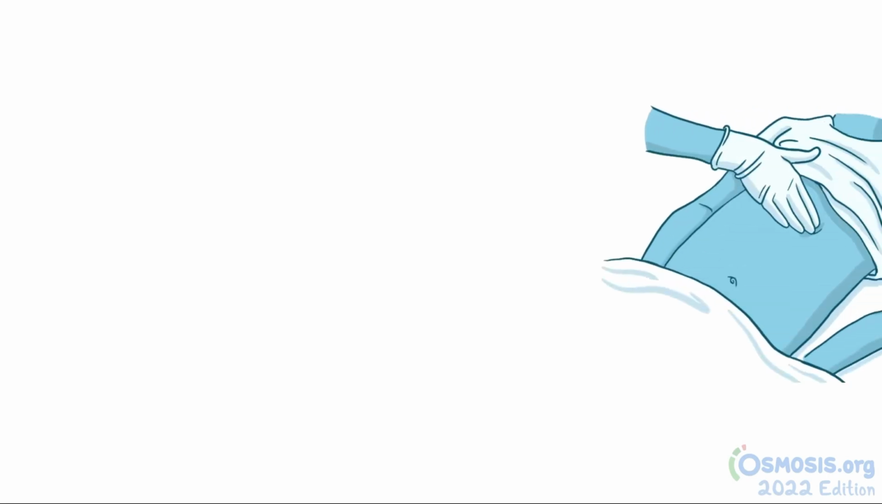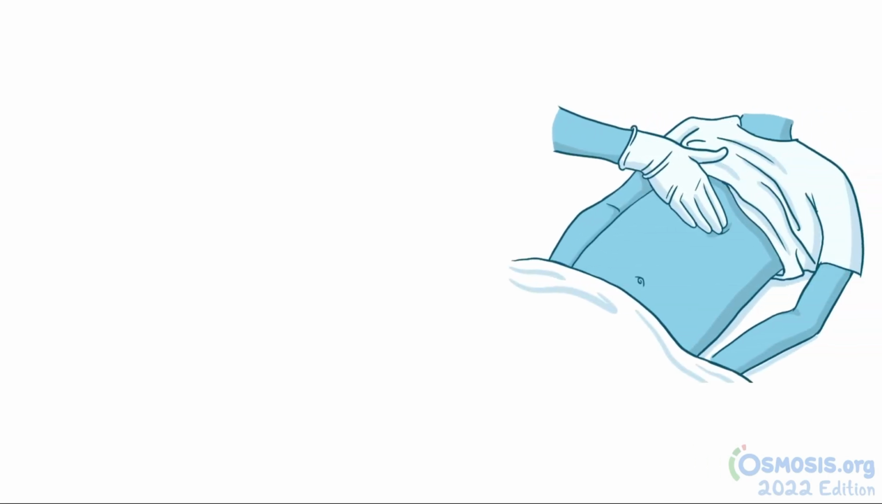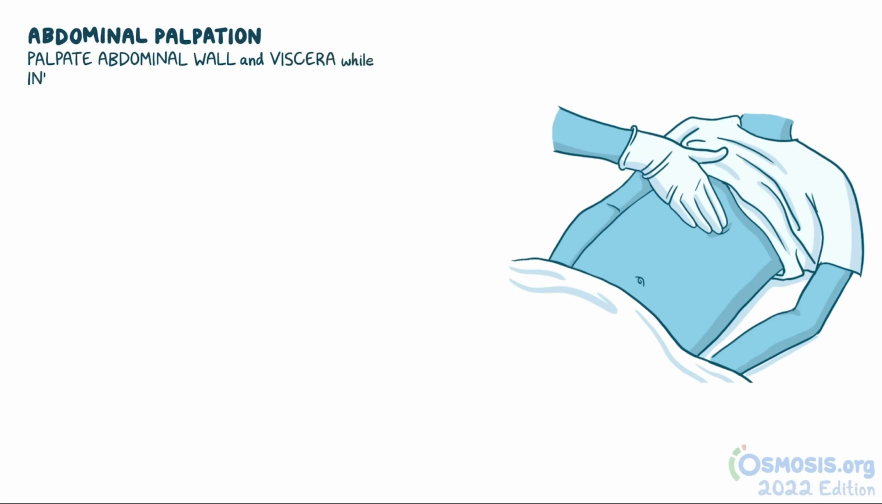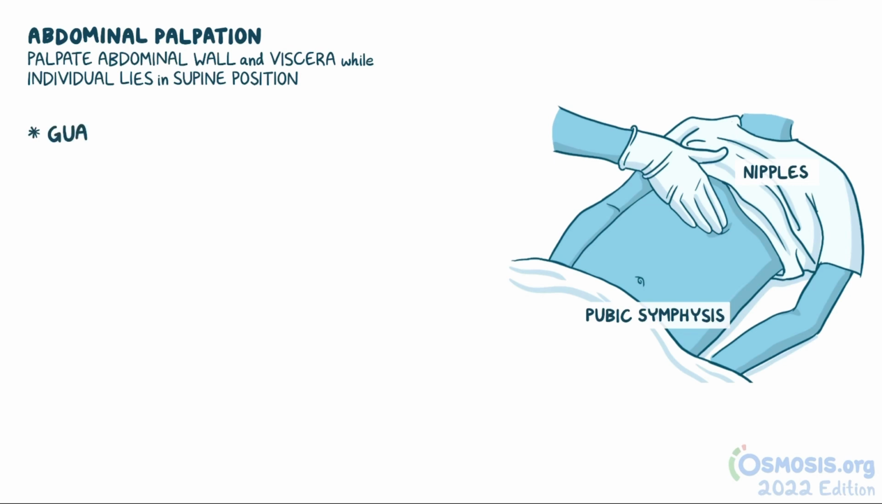In addition to a general inspection of the abdominal wall, another key step in clinical examination is abdominal palpation, which is when you palpate the abdominal wall and the abdominal viscera while the individual lies in a supine position with exposure from their nipples to their pubic symphysis. One clinically relevant sign to look out for when palpating the abdomen is guarding, which is when the muscles of the abdomen get tense and produce spasms.